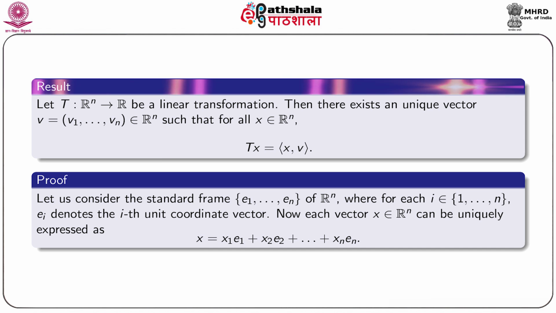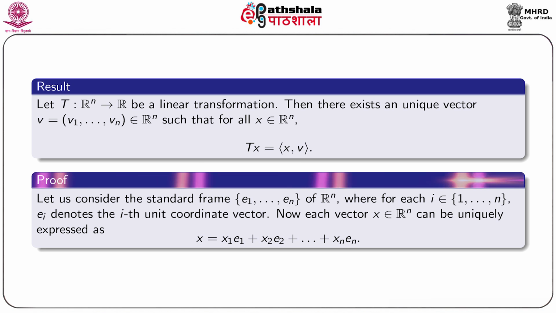Next, another result from linear algebra. Let T from Rn to R be a linear transformation. Then there exists a unique vector V equal to (V1, ..., Vn) in Rn such that for each vector x in Rn we can express Tx equal to the inner product of x and V.